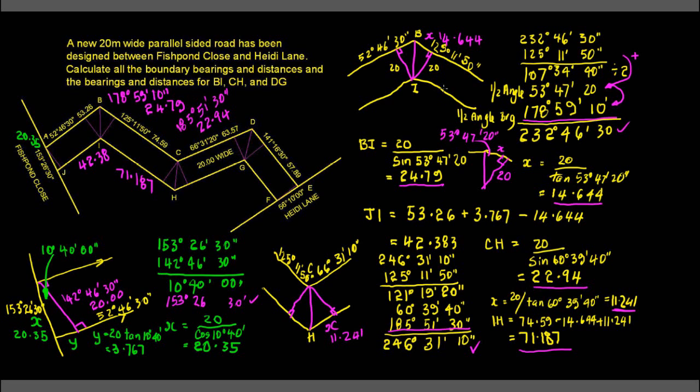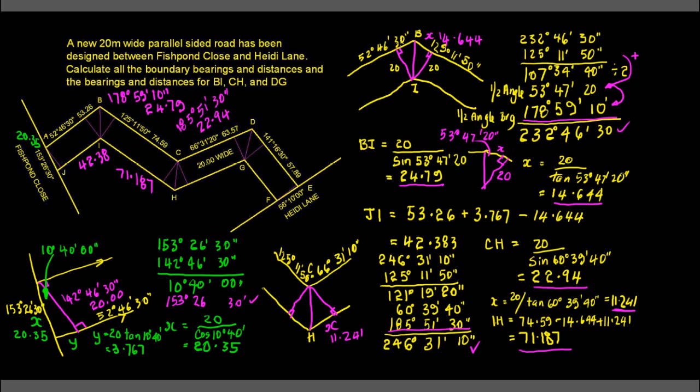Okay, so now we get our little triangles in here, and we want to calculate BI. BI equals our width, which is 20, over sine 53, 47, 20, our half angle, which is 24.79. So there you are, we can write in the bearing, 178, 59, 10, and 24.79 for the half angle.